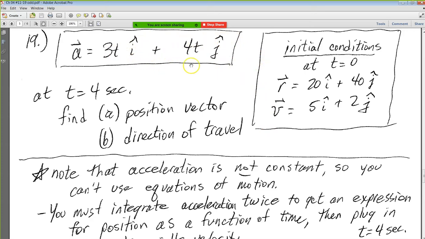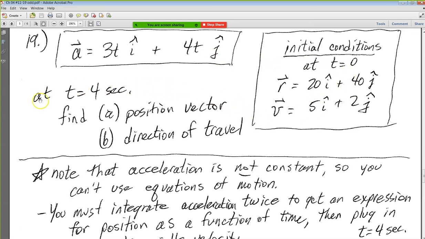I've written down what information is given. They gave me the equation for acceleration, and they told me some information about what's happening at the beginning. At time equals 0, which is the beginning, I know that the particle is located at 20 in the x and 40 in the y, and it's moving with a speed and direction of 5 meters per second in the x and 2 meters per second in the y. So we call these the initial conditions because that's what's happening at the beginning. So that's what's given to me.